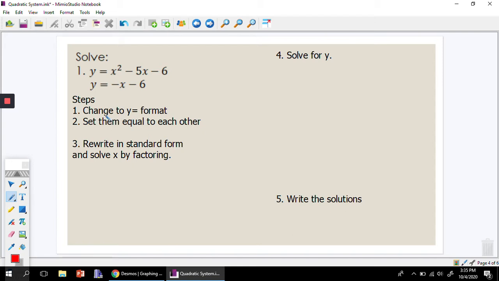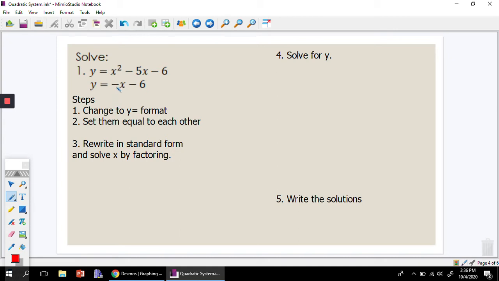So these are the steps. The first step is change to y format. Make sure that the given equations are in y-equals format. In this case, both the quadratic and the linear equation are already in y format, so we don't have to rewrite them for step 1. The next step is set them equal to each other.